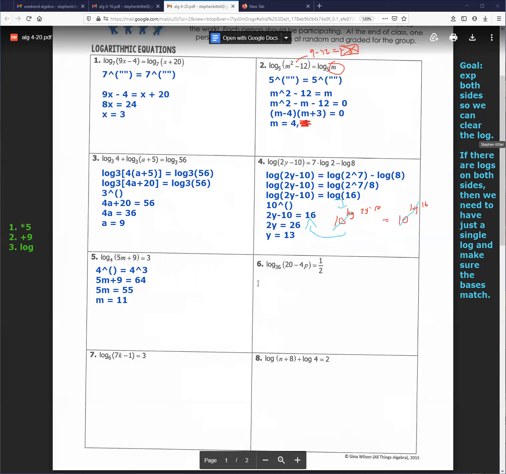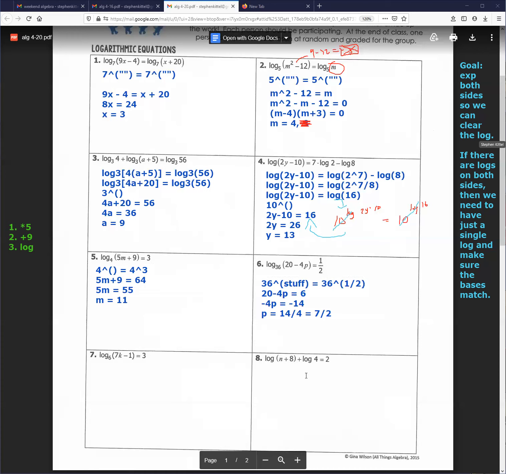We're going to do 36 to the stuff is equal to 36 to the 1/2. So the stuff in this case that simplifies is 20 minus 4p. And 36 to the 1/2 is a fancy way of saying square root of 36. So that's 6. All right, let's kick that 20 out of there by subtracting, not 4p, not 4d, 4p is equal to -14. And so p is equal to 14 over 4, which is the same thing as 7/2.